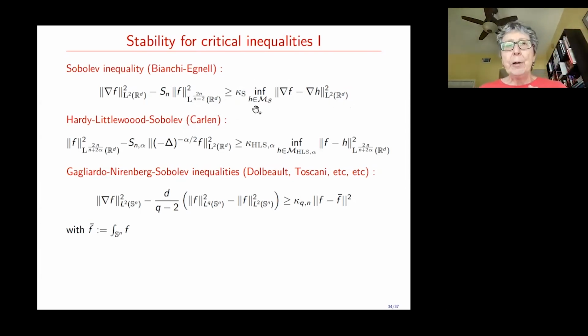Okay, so Bianchi-Egnell could quantify how positive this thing is if you are far from the manifold of the extremal functions. Now, this was a striking result. Many people, I mean, this paper is really very, very highly quoted.